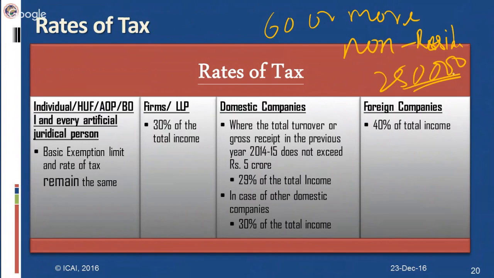In case of a firm or LLP, the rate of tax is 30% of the total income. There is no change this year. Last year, in the financial year 2015-16, it was also 30%. This year it is 30%.